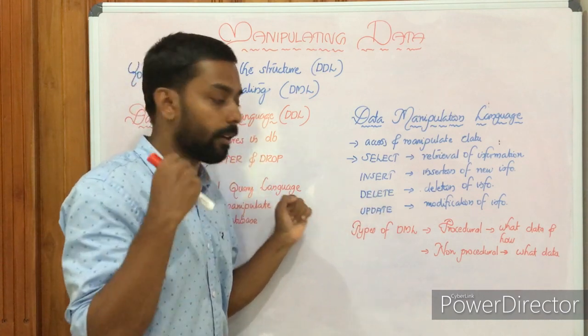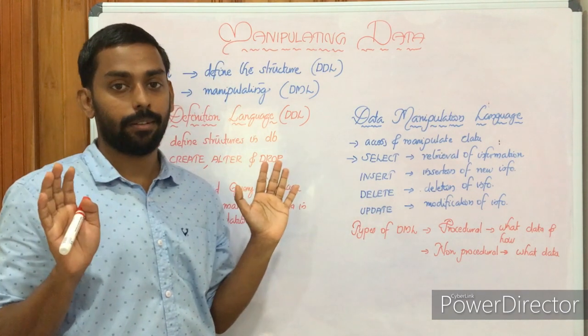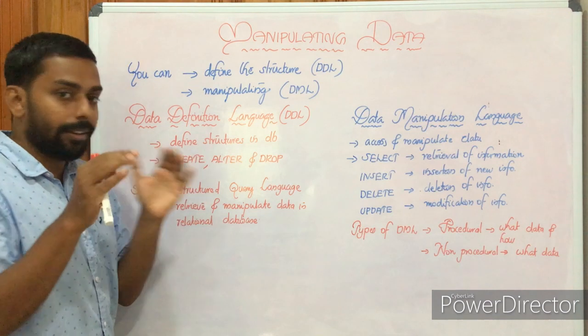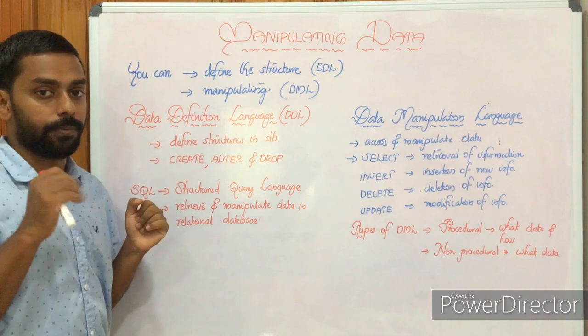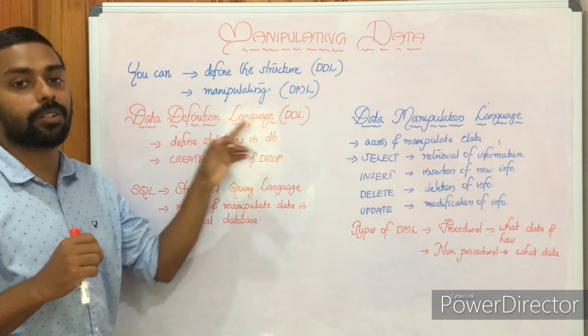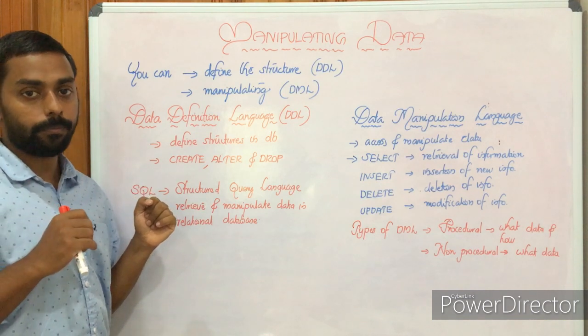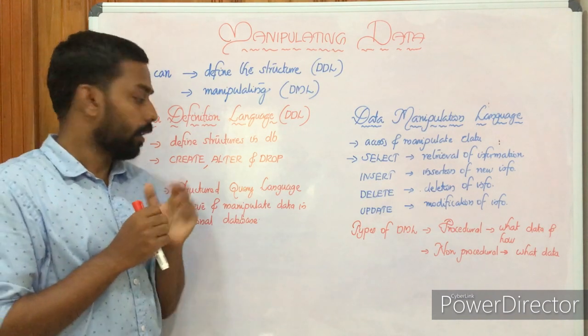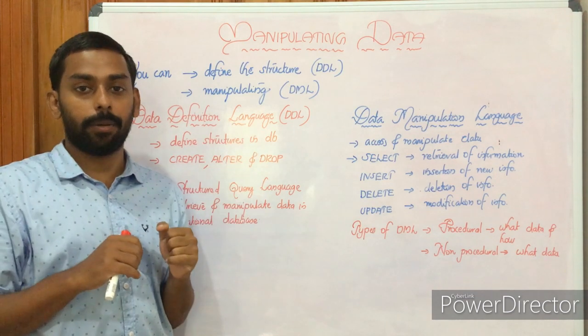Delete is used to delete data records, update is used to update, right? So we can have data definition language first, which defines the structure in a database. A very simple example: using create, you can create a table, right?